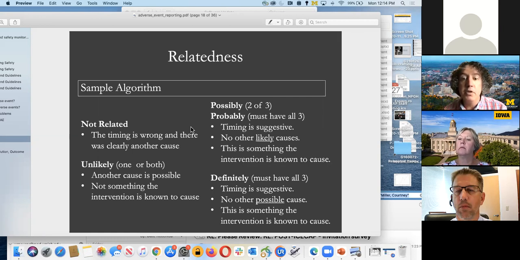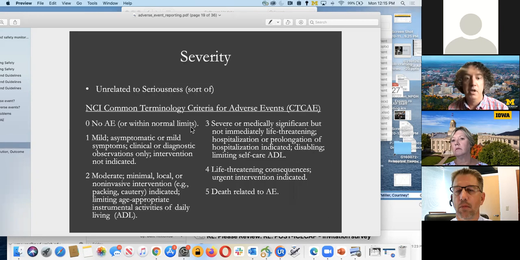In terms of possibly, this is where often we get into these. Timing is suggested, no other likely causes, and this is something that intervention could have caused. And definitely, timing is suggestive, no other possible cause, and this is something the intervention is known to cause. And this is a very important part of the plan, is having this be done in a reproducible way, so that you as the investigator have the plausibility, and your protocol has the plausibility that people would come to similar conclusions on relatedness based on the pre-specified algorithm.